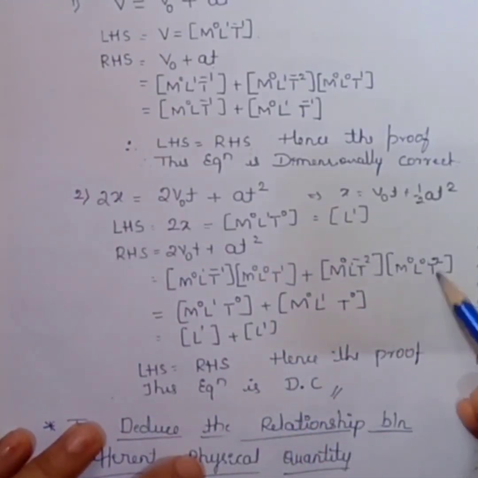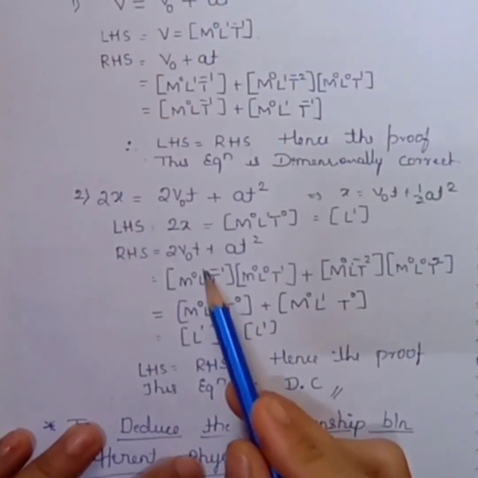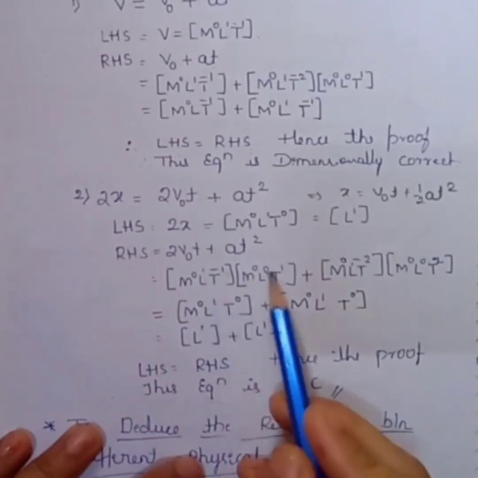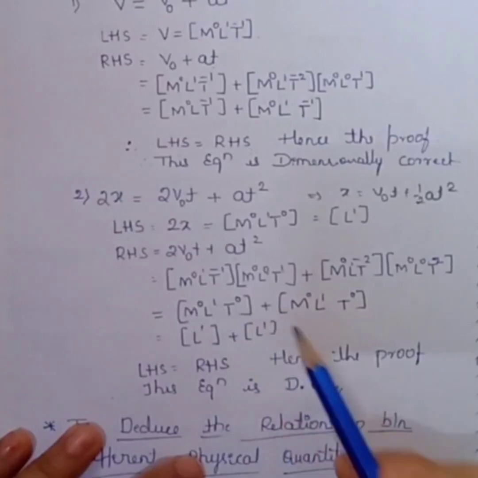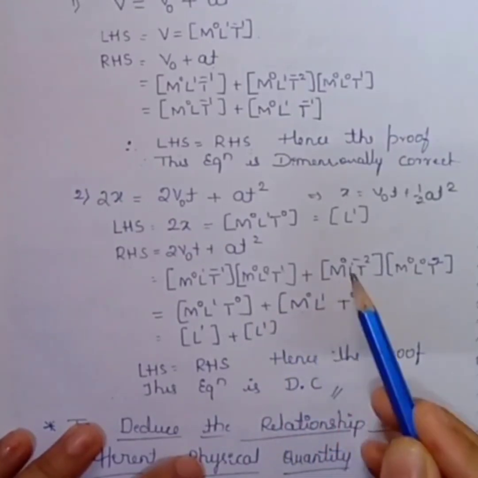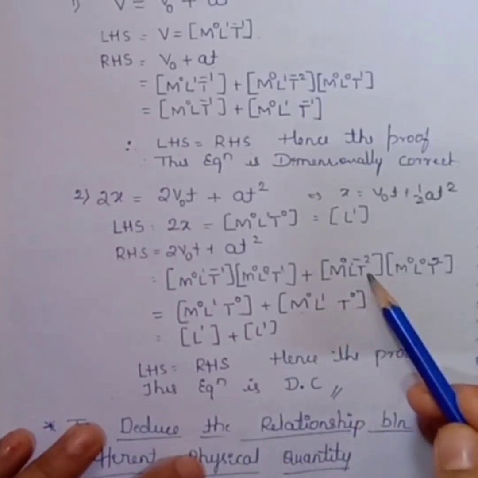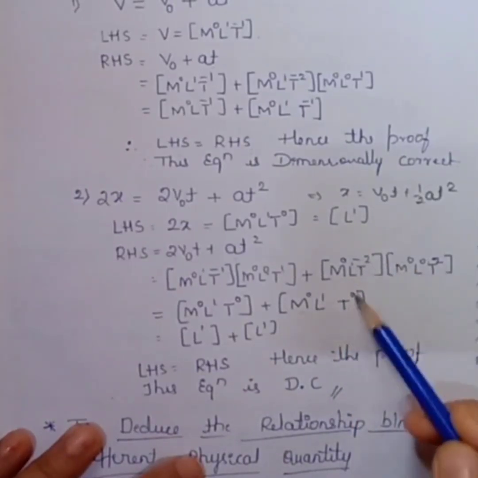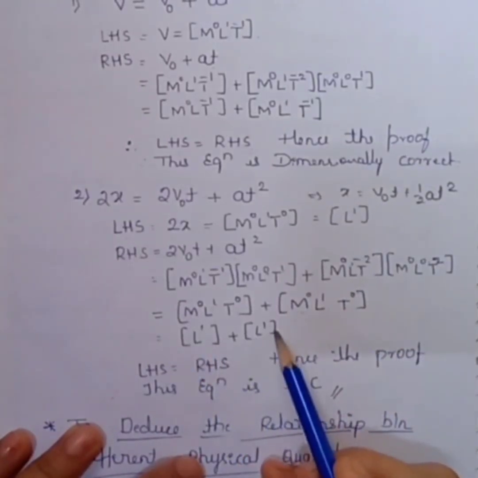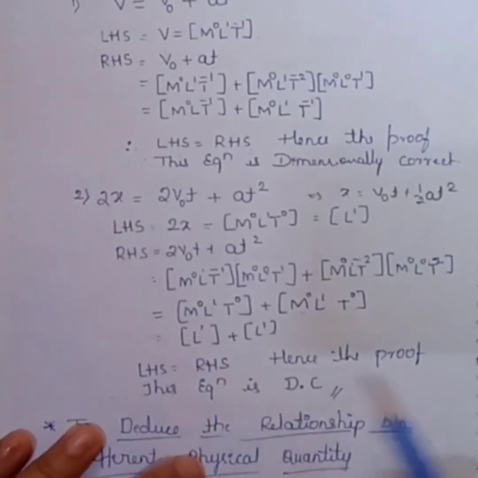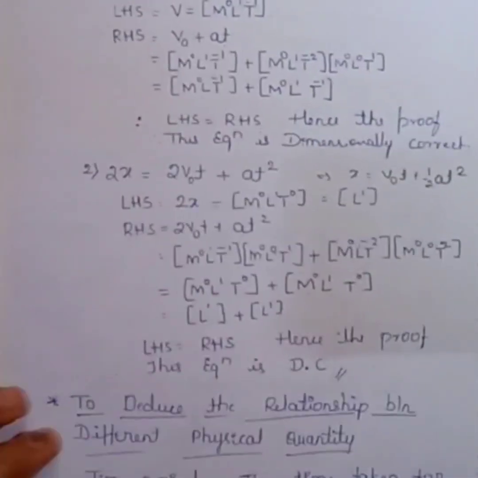and t^2 can be written as M^0 L^0 T^2. It becomes M^0 L^1, because L^1 is there, here 0 is there, so 1 minus 0 is 1, T^-1 T^1, it becomes T^0, plus M^0 L^1 0, that one is L^1, T^0, it becomes minus 2 plus 2, T^0. So it is equal to L^1 plus L^1. So LHS equals RHS, hence proved. Second equation, that one is dimensionally correct.